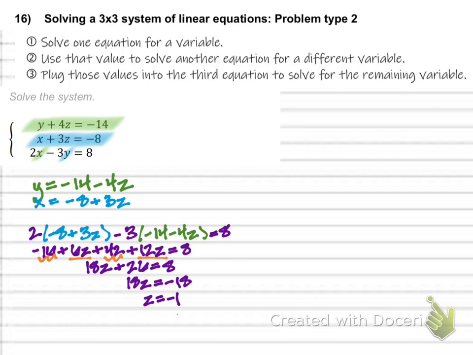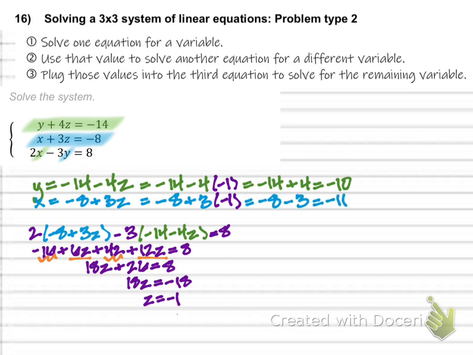Now that I know what z is, I can go back up into my y equation, replace z with its value, and find the value for y. And then go into my x equation, replace the z with its value, and find the value of x. So there's my ordered triplet.